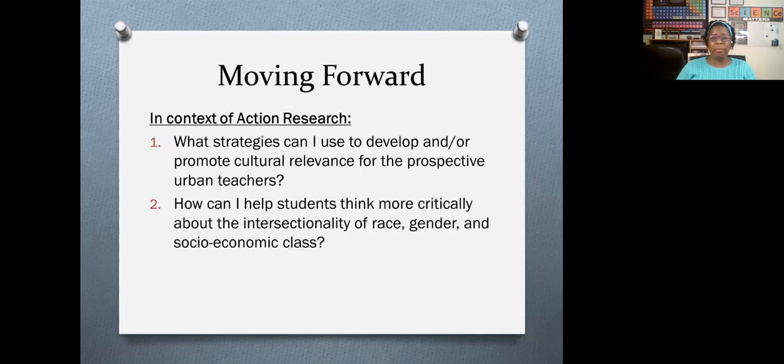So, moving forward, I had two questions that I wanted to focus on in action research. And one is, what strategies can I use to develop or promote cultural relevance for prospective teachers in urban schools? And how can I help students think more critically about the intersectionality of race, gender, and social class?